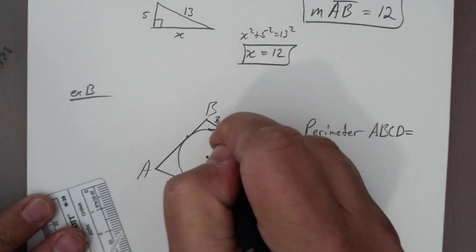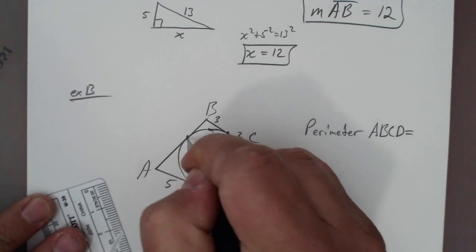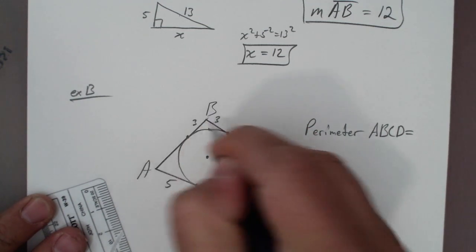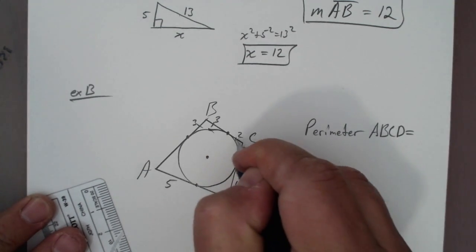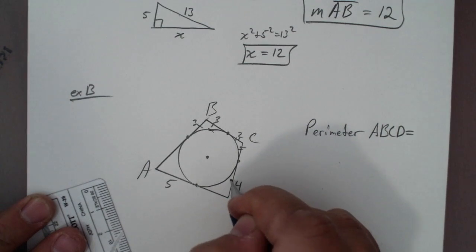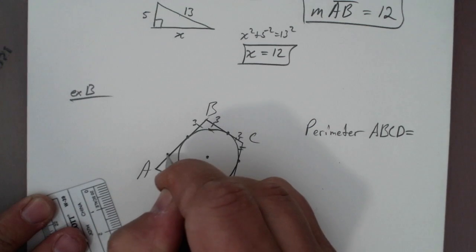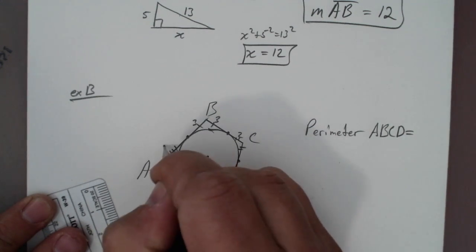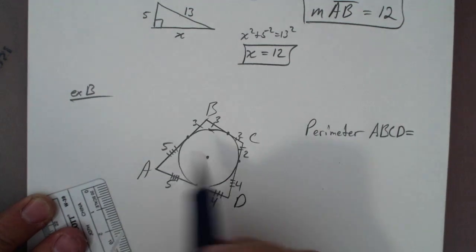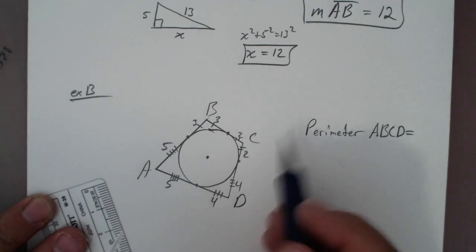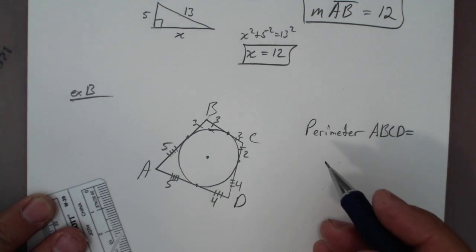But I can say that if B to that point is 3, then B to this point is also 3. So I can label that. These two are congruent. And these two are congruent. And last but not least, these two are congruent. So this is 5, this is 2, and this one is 4. So we have 5 plus 5, 3 plus 3, 2 plus 2, 4 plus 4, and we add them all up, and we get our perimeter.